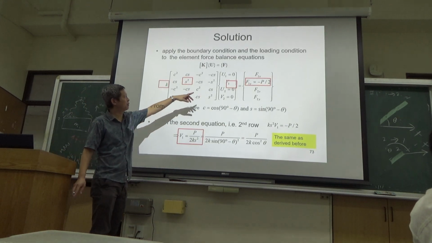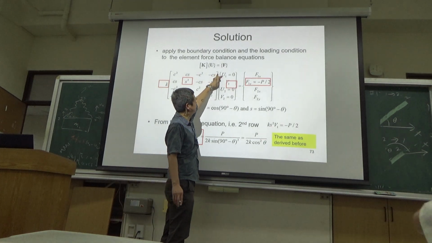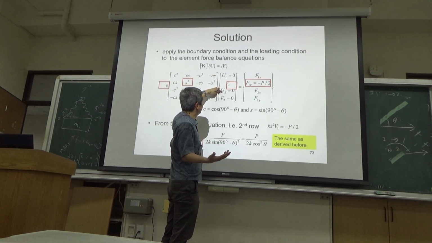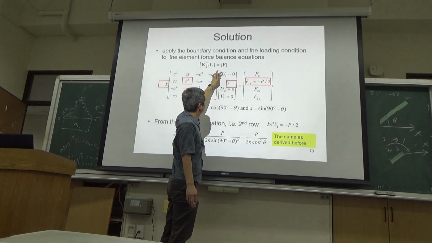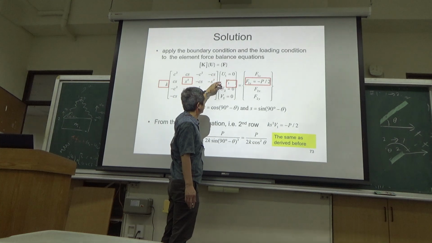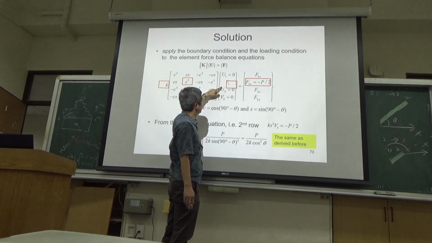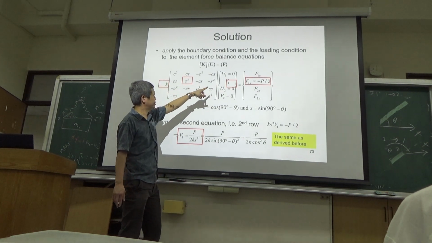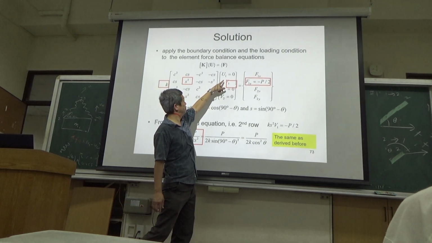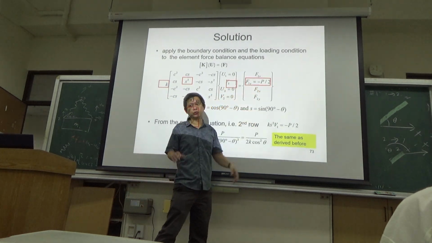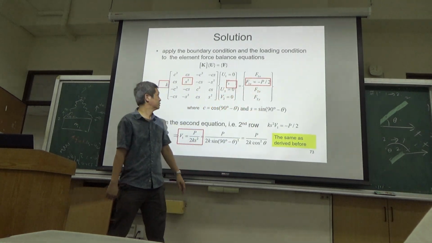By substituting the boundary condition, U1 is 0 for the anchor, U2 is 0 due to the symmetry. Sorry, I think knot 1 is at the bottom, so this is the free node. And knot 2 is an anchor, so it has 0 vertical and horizontal displacement. And then in the end, the force is acting on the vertical degree of freedom. This is minus P over 2 because it's pointed downward.